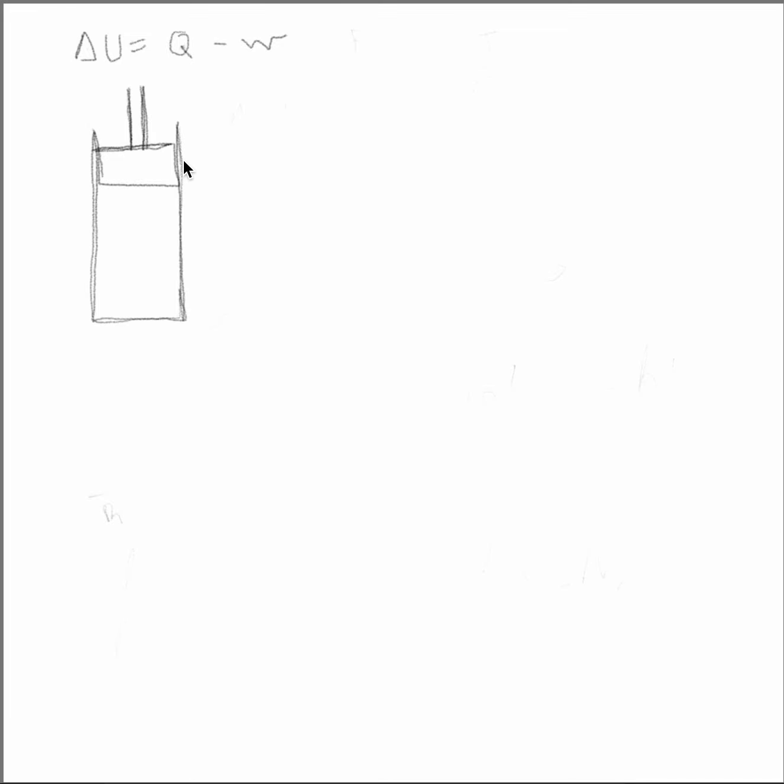So we have a cylinder with a piston inside it. We want to find the relationship between pressure and volume. Here the volume is high, the pressure is low. When this thing goes down, the volume is going to be low and the pressure is going to be high. So there's going to be an inverse relationship.